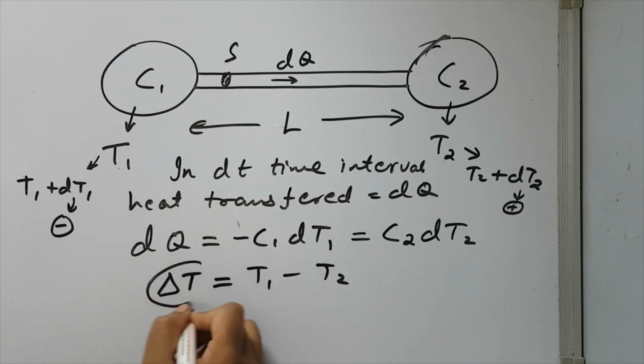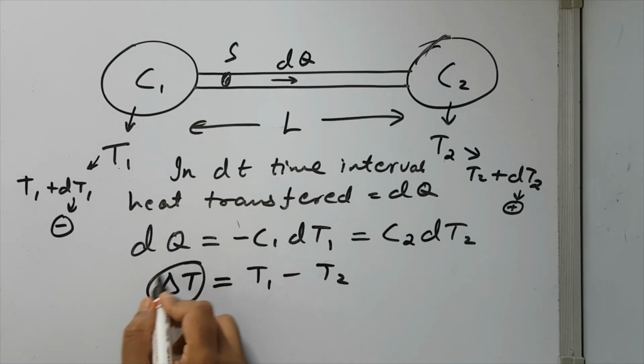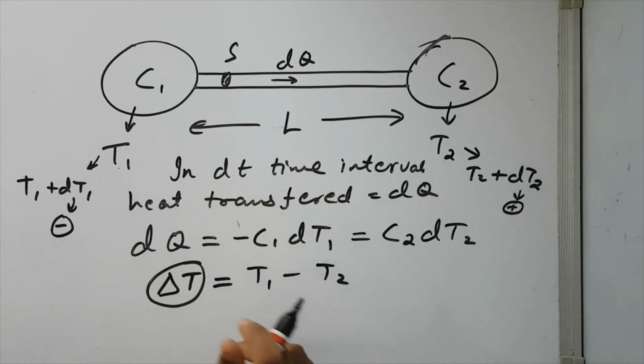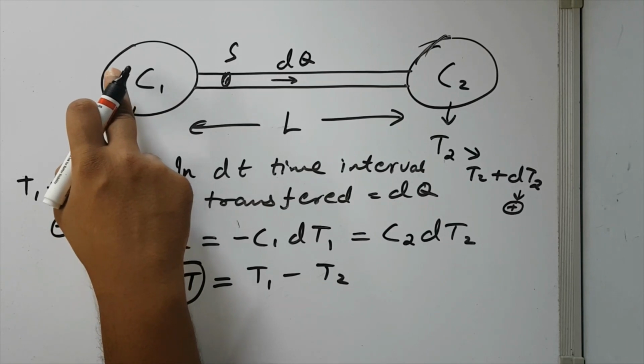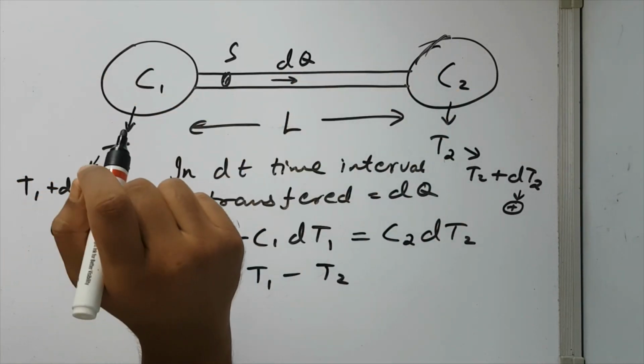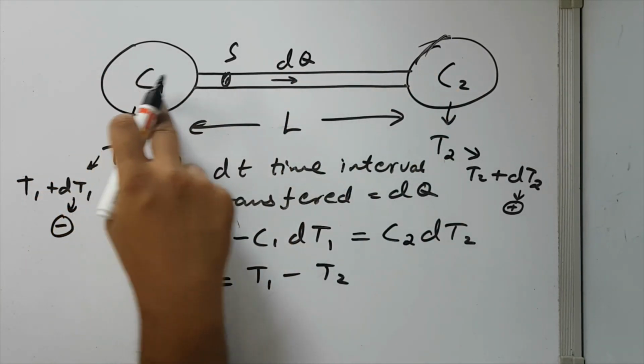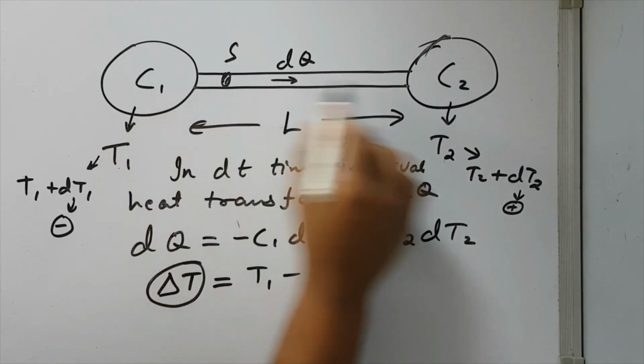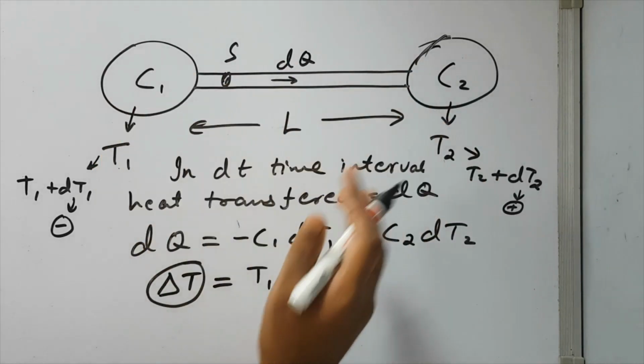You're supposed to find this value as a function of time. Okay, how will this change with time? Of course you could imagine that eventually this would become zero because heat transfer will stop once both the bodies have the same temperature.